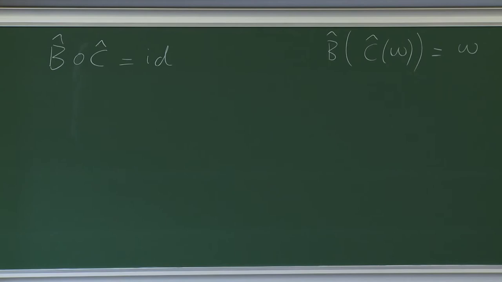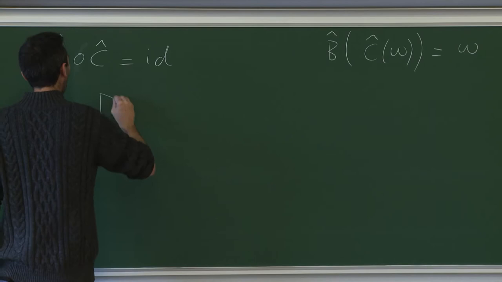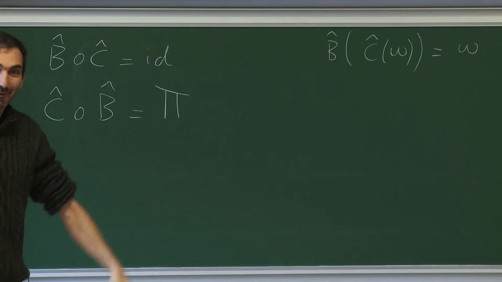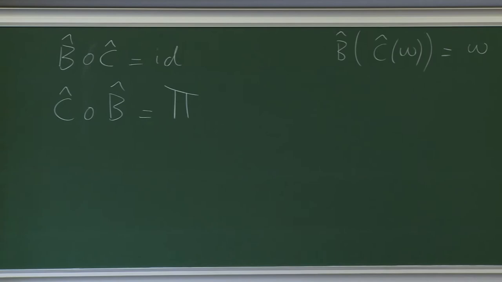This map B hat composed with C hat is defined? Yes, the two maps are defined, so you can compose them. But C hat composed with B hat, is C hat well defined? The claim is that it's well defined. Since it's an infinite dimensional space, it still makes sense. It's just that I don't want to write the long definition, which is in my paper. I'm writing the short definition, which is not very well defined. But just believe me, it can be made.